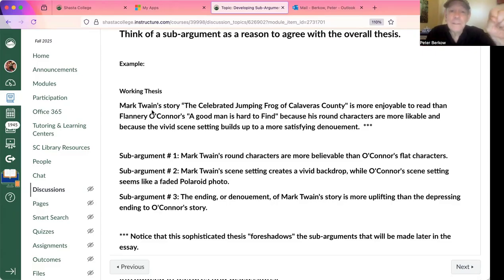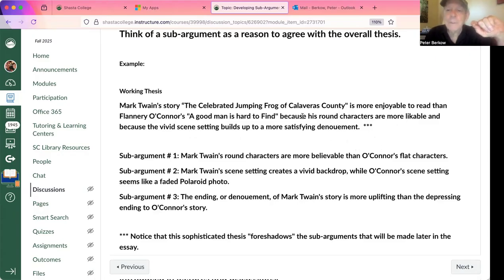Here's the working thesis. You notice that the writer here likes Mark Twain much more than Flannery O'Connor. Mark Twain's story, The Celebrated Jumping Frog of Calaveras County, is more enjoyable to read than Flannery O'Connor's A Good Man is Hard to Find. And this now foreshadows the rest of the sub-arguments, because his round characters are more likable and because vivid scene setting sets up a more satisfying denouement.